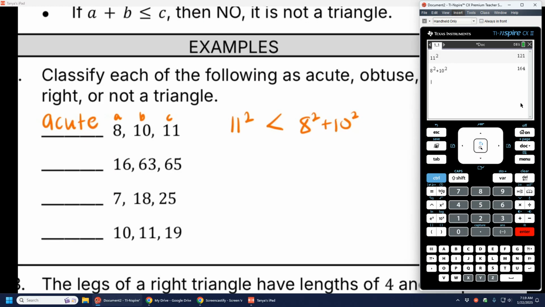Okay, the second one, 16, 63, and 65. So again, it's in order. So these two shortest ones, if I add them together, that is for sure bigger than 65 because 63 plus 2 is already equal. So this is for sure a triangle. So we get C, so that's 65 squared, and we're going to compare it to the sum of the squares of the other two. And let's see what we end up with. 65 squared gives me that big number, 4,225. 16 squared plus 63 squared gives me the same exact thing. So since these are equal, that's going to be a right triangle.